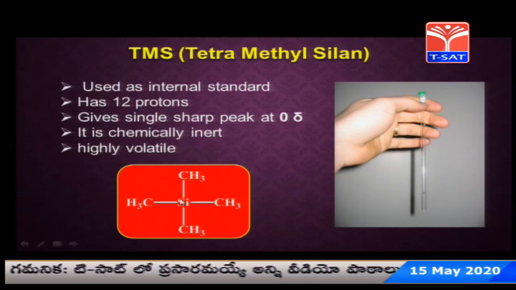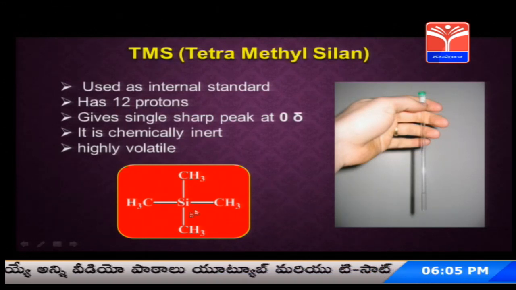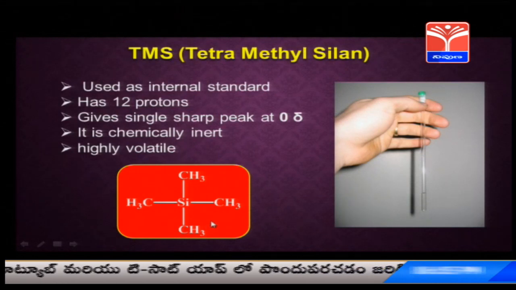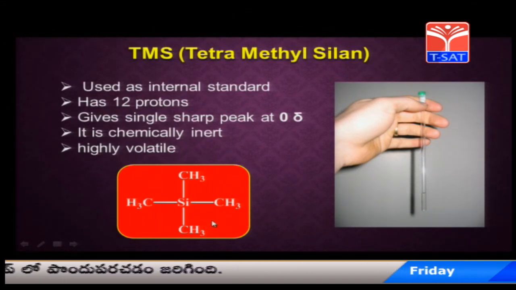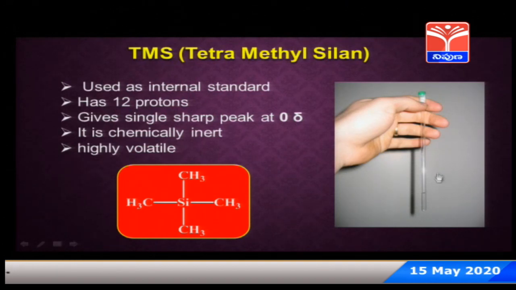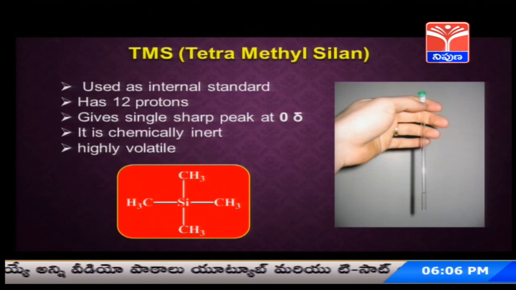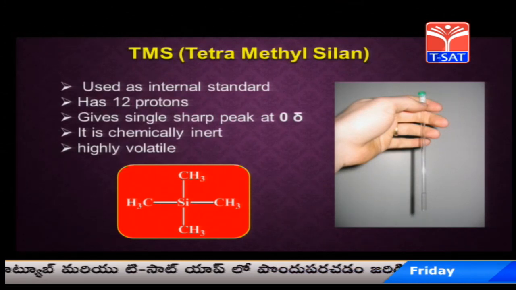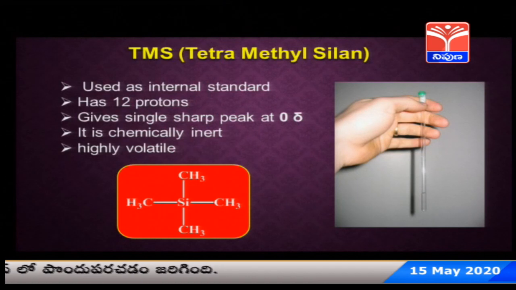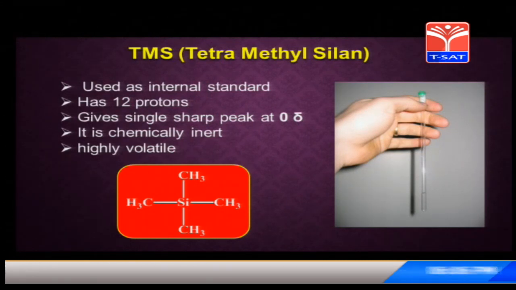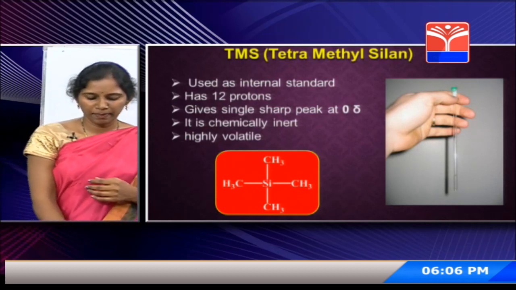And the other reasons for taking this as the internal standard are that it is chemically inert, it won't react with the compound we are taking, and it is highly volatile also. See, in the figure I have shown the NMR tube. If you remove the green colored lid after analysis, the tetramethylsilane will evaporate within half an hour or 1 hour, producing our compound back. For researchers, getting the compound back is sometimes very useful, and hence by using tetramethylsilane as the internal standard, we study the position of peaks in the NMR spectrum.